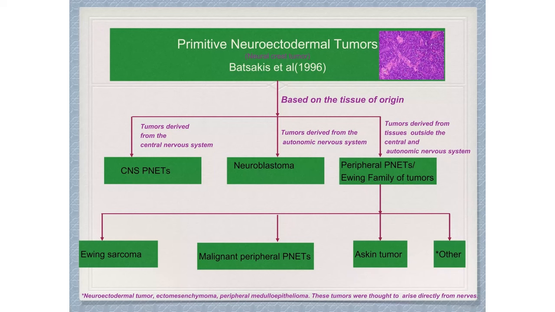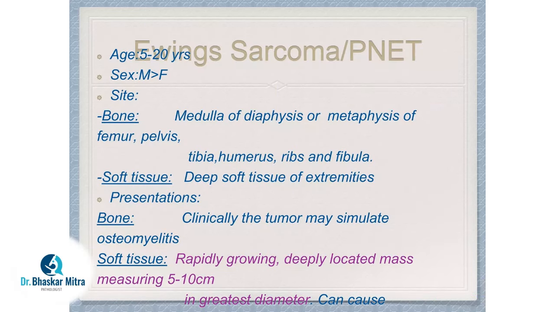This is the old classification where we got the CNS PNETs, the neuroblastomas arising from the autonomic nervous system, the Ewing sarcoma, malignant PNETs, and the Askin tumor. So first, the most common is the Ewing PNET group of tumors. It is usually a tumor of children, most commonly affecting males. They mainly affect the medulla of the diaphysis of long bones. They involve the soft tissue of the extremities. Clinically, the tumor may simulate an inflammatory osteomyelitic lesion.